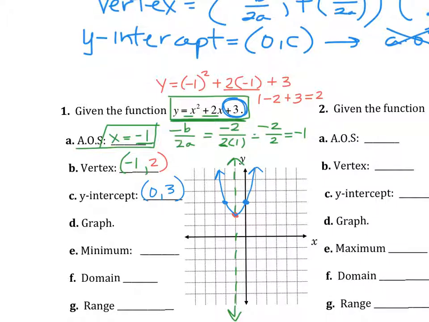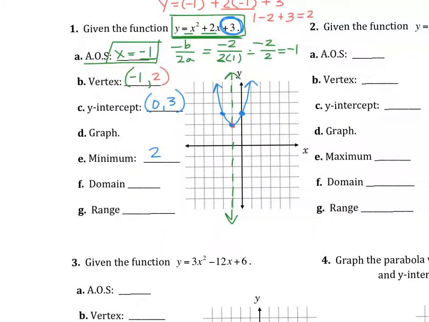What is your minimum right now? In other words, what's your lowest point? 2. It's going to be a 2, right? It's your bottom point on the graph, so your minimum is 2. What's your domain? All real numbers. And what is your range? Greater than or equal to 2, right? Greater than or equal to your minimum. Everything above that for your y value.